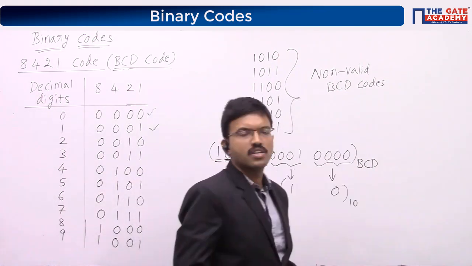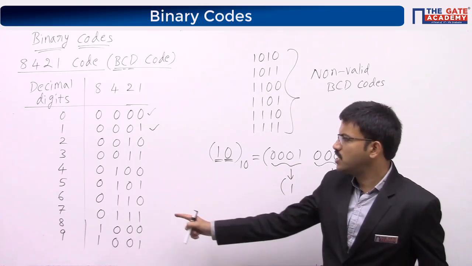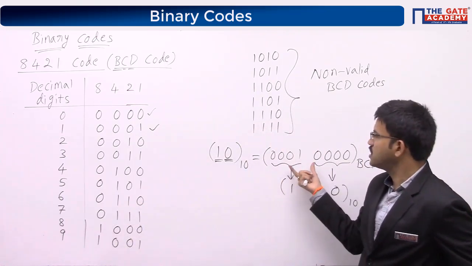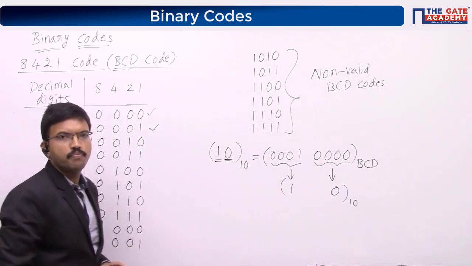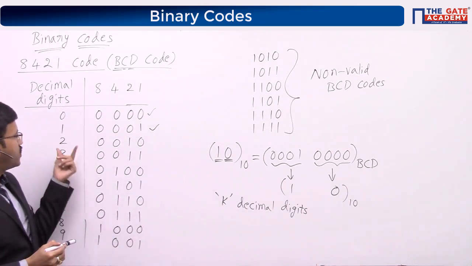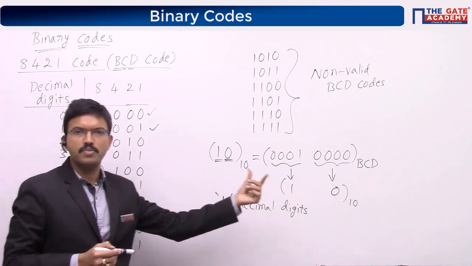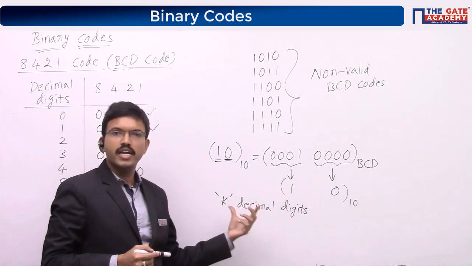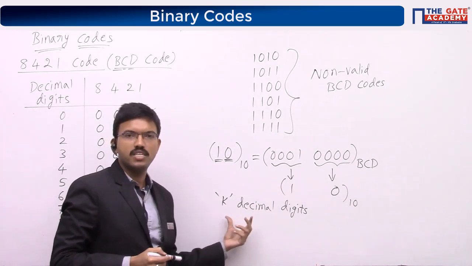You can write down: for representing each decimal digit, we require 4 bits in the BCD code. You can make a note. For each decimal digit, we require 4 bits in BCD. Suppose you have a decimal number having k decimal digits.